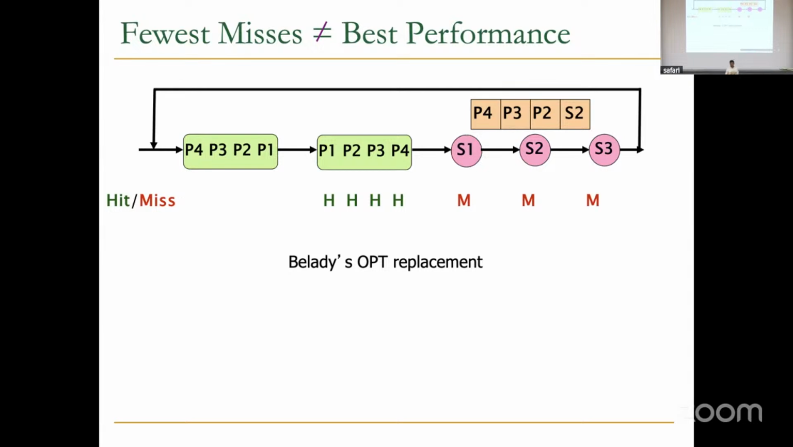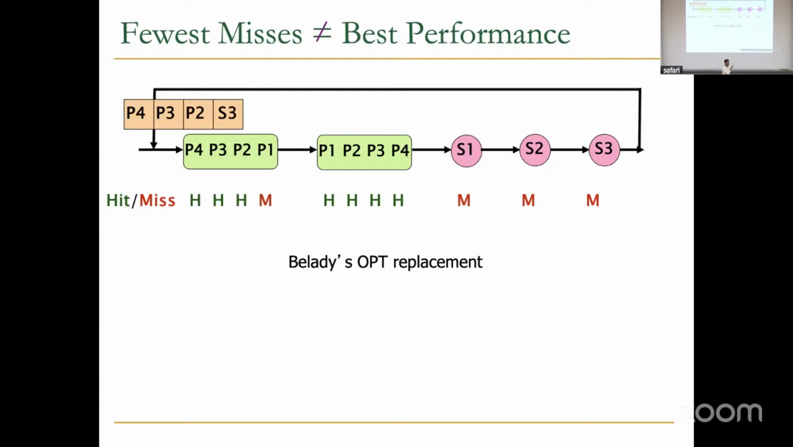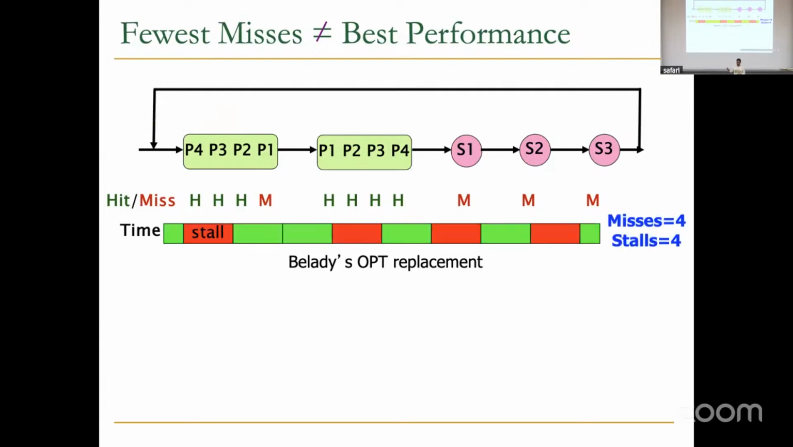Similarly, if you go for S3, it's going to be a miss, and S3 would replace S2. And then you can argue that once you come back to this access pattern again, you would see three of them are hits, which is P4, P3, and P2. But P1 is not there, so P1 is going to be a miss. You can do it by yourself and calculate. So Belady's optimal policy is going to give you 4 misses, which is essentially 4 stalls. And that's what I'm showing over here, the red stalls. That's what the timeline would look like if you have Belady's optimal policy.